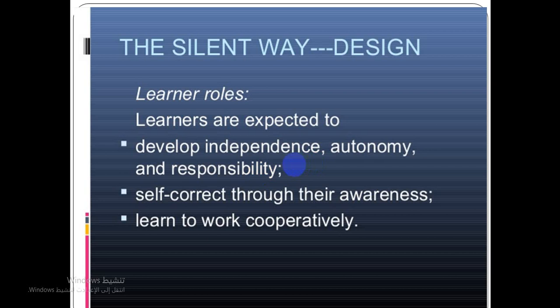So the role of the students is to make use of what they know, to free themselves of any obstacles that would interfere, and to actively engage in exploring the language.